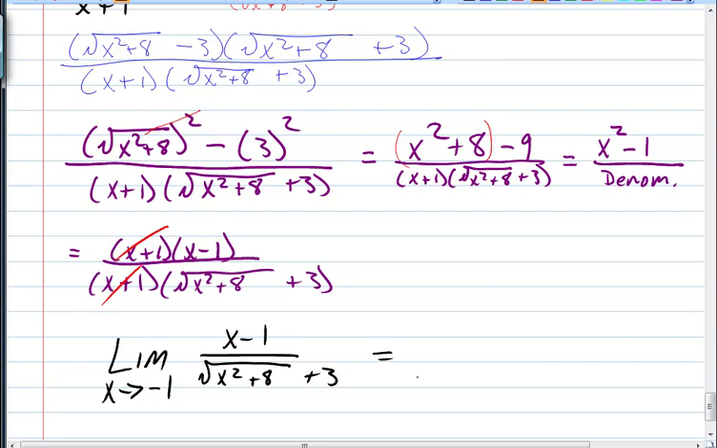Now I can use direct substitution, right? Yes. When I plug in a -1, -1 minus 1 is -2 over, -1 squared is 1, plus 8 is 9. Square root of 9 is 3, plus 3 is 6. This whole thing is -1/3. Whew. We did it. We evaluated that limit.